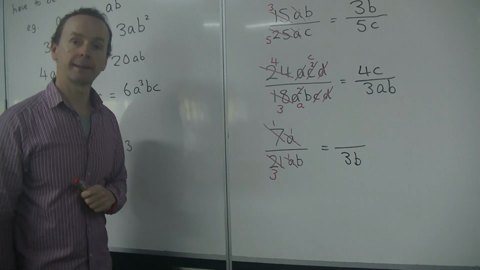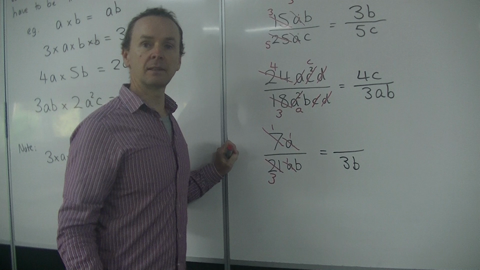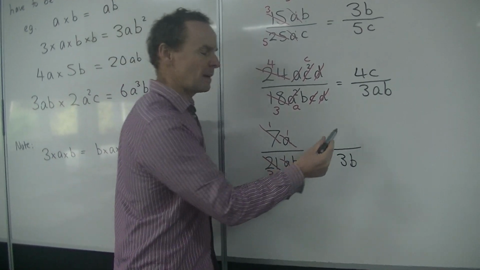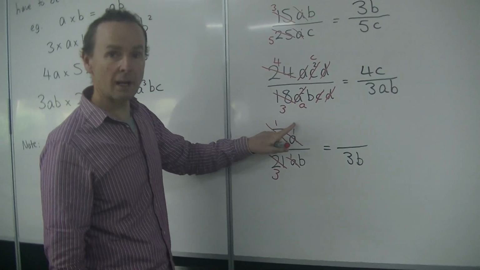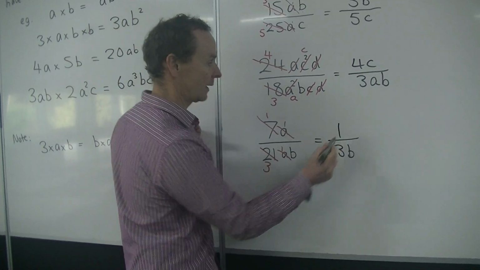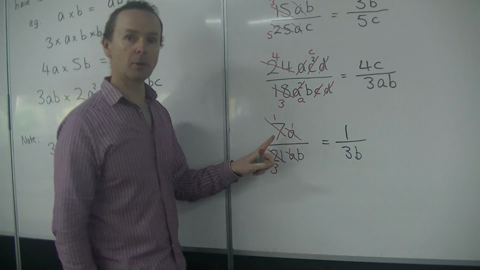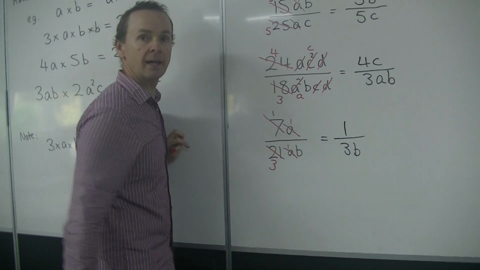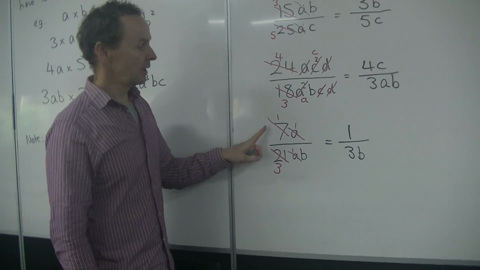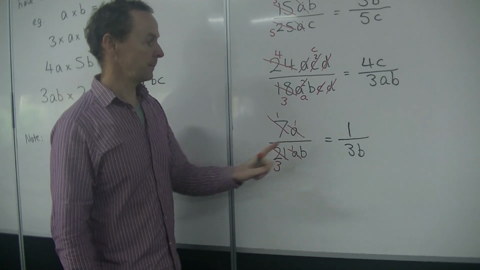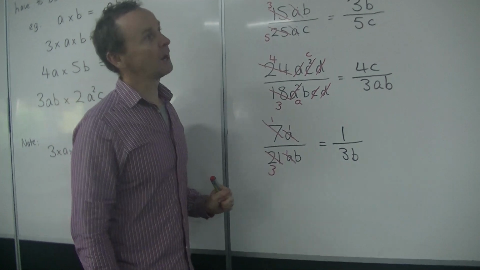And on the top line, some people say, well, there's nothing left because we've cancelled those. And some people write 0. That is totally incorrect. Technically you're left with 1. So 1 times 1 is 1. So if everything cancels on the top line, you must write a 1 there. Otherwise it looks completely silly and it's incorrect. So 1 over 3B. Okay, hopefully you're okay with that.